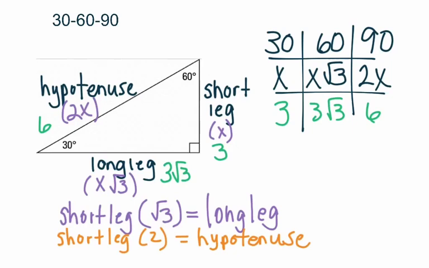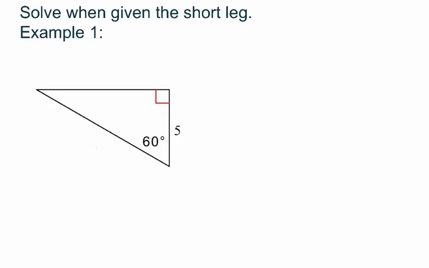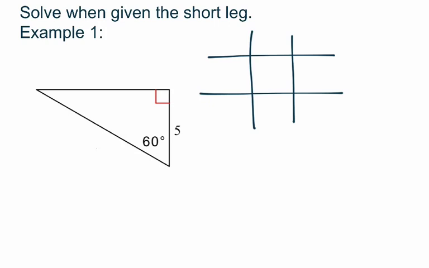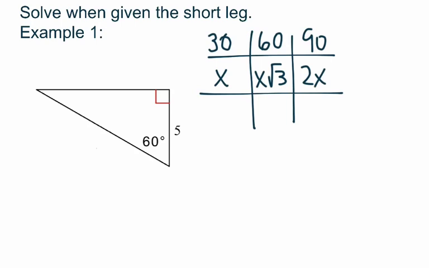Alright, so let's do a few problems. We're going to work given the short leg first. I always start off with the grid. It's just the way it keeps me organized. x, x square root of 3, 2x. If you like using that simple formula from the previous slide, use that. I use the grid. We're given the 30 degree. Be careful, because that 5 is across from the 30 degree, so that goes in the 30 degree column.